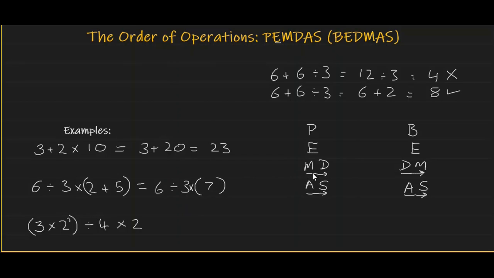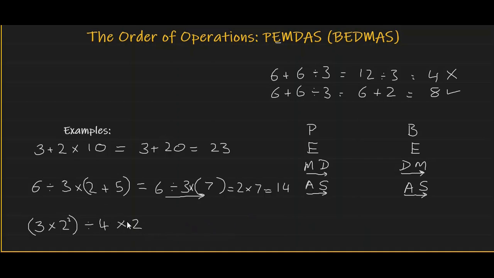Now, as we discussed, multiplication and division are part of the same group. So you would basically go from left to right. So in this equation, you would go from left to right. So we have division before we have multiplication. So if you do 6 divided by 3, that gives you 2 times 7. Now we are left with 2 multiplied by 7, which is equal to 14.